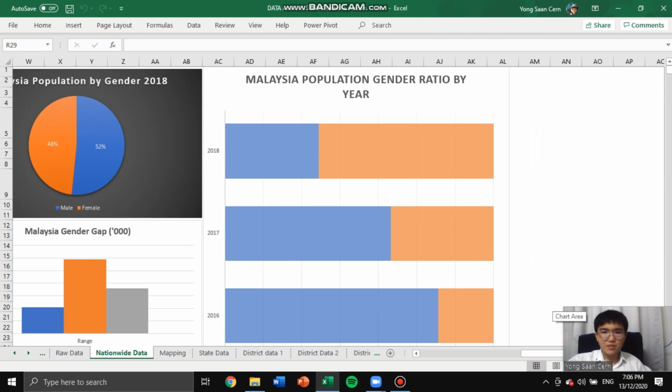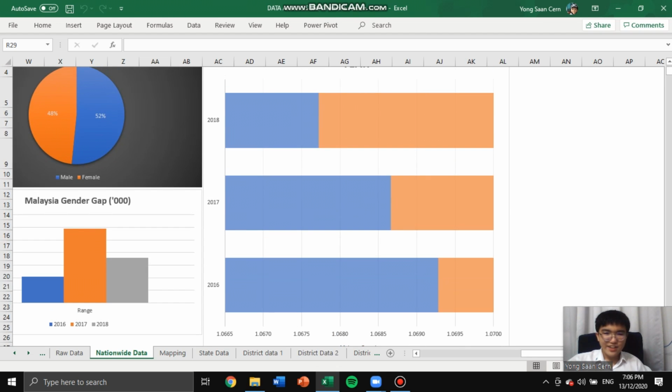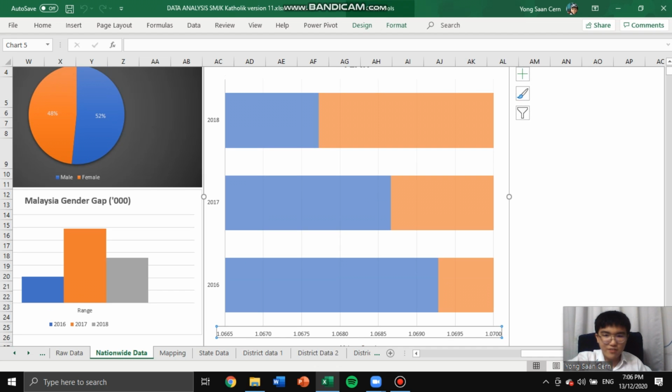So this is the Malaysian population gender ratio by year, and you can see 2016, 2017, and 2018. You can see right from this chart, we actually use 1.0665 from the starting of this axis to 1.07, because this value is extremely small. The differences between these three years are very tiny, so we need to change the configuration of this chart just to show a better picture.